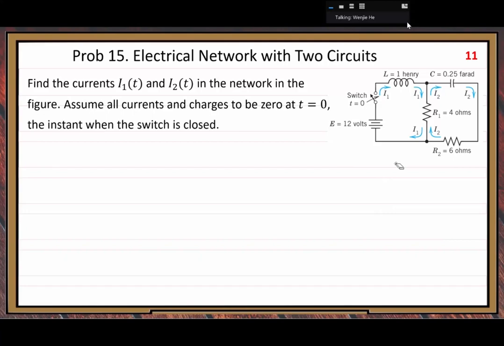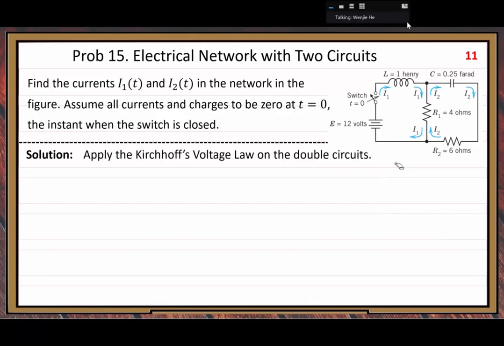The instant when the switch is closed. All right, so let's apply Kirchhoff's voltage law. Here, look at the components. We have an L component, an R component, and a C component, these three different types of components. All right, for the first circuit, first one.